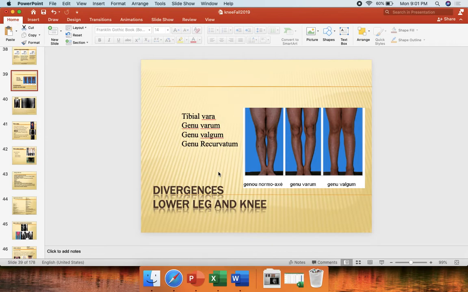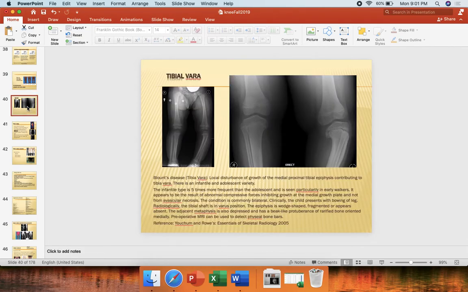This short video is going to be covering a few divergences of the lower leg and knee. Specifically, in this video, we're going to cover Tibial Vara, Genu Varum, Genu Valgum, and Genu Recurvatum. So the first one we're going to cover is Tibial Vara.